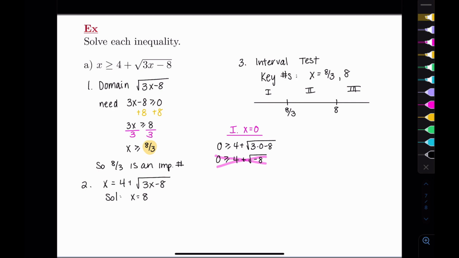Okay. Now we move on to interval 2, and I need to pick a number between 8 over 3 and 8. 8 over 3 is like 2 point something, so I could pick 4.